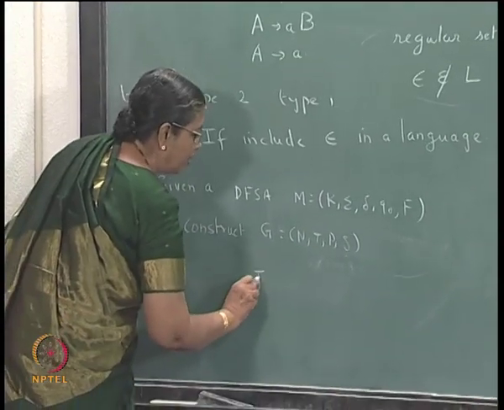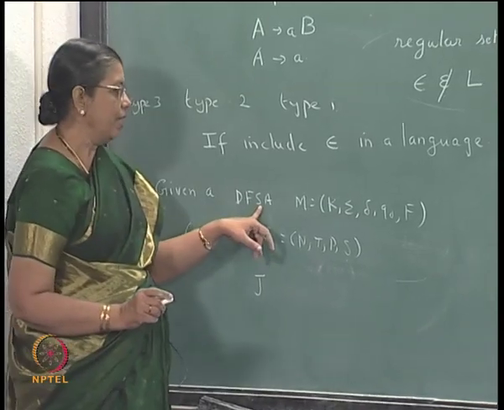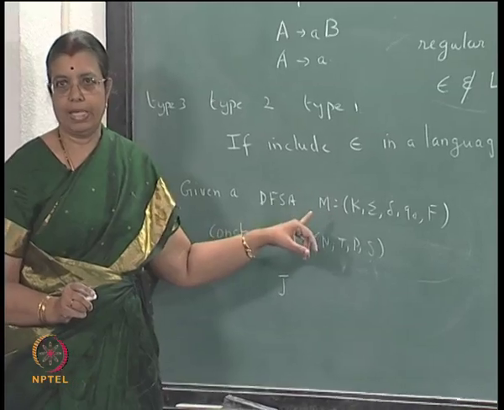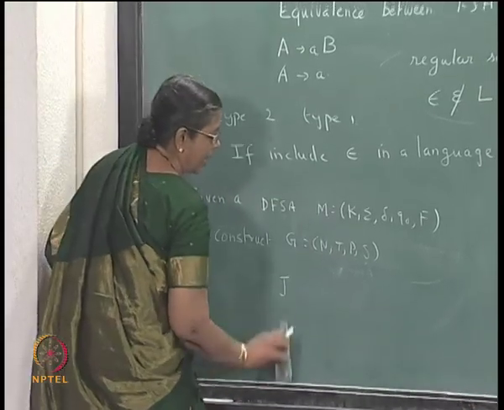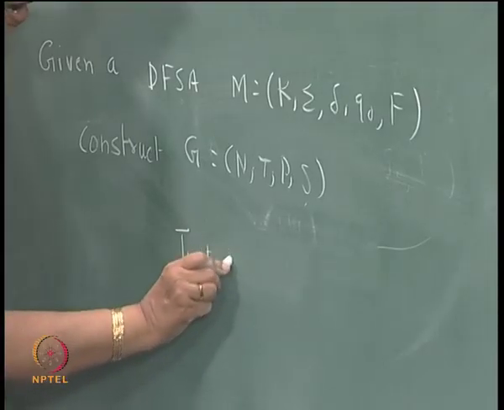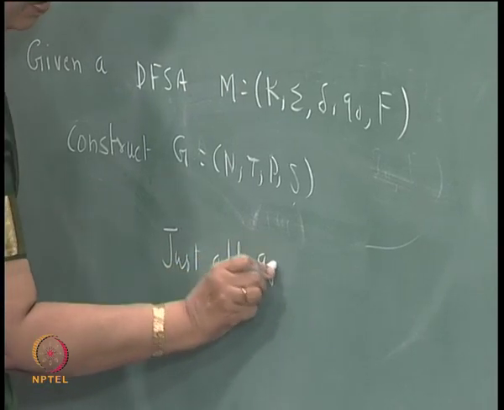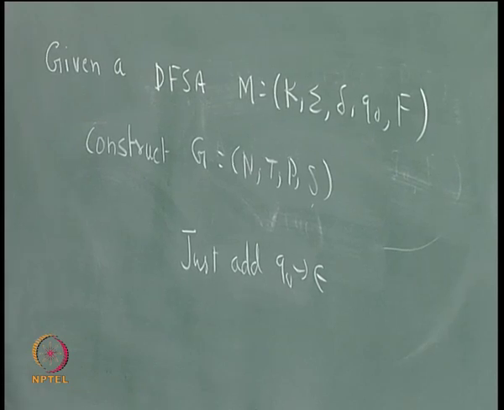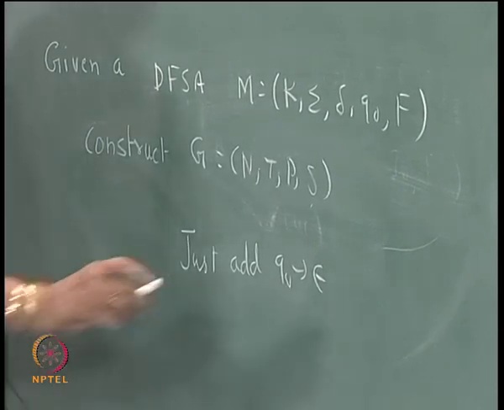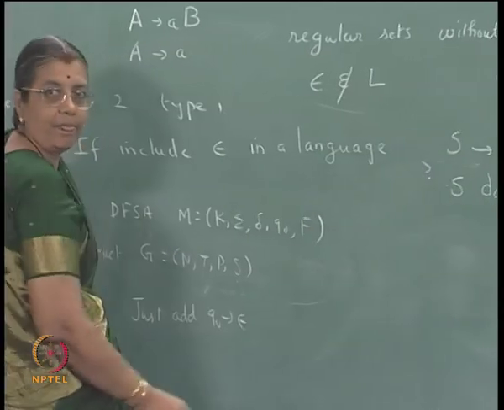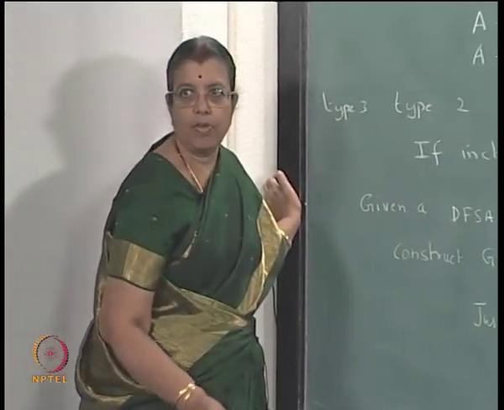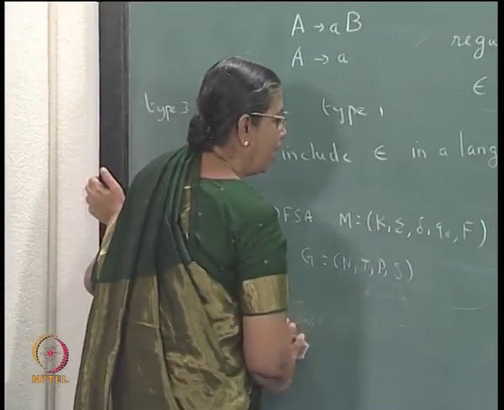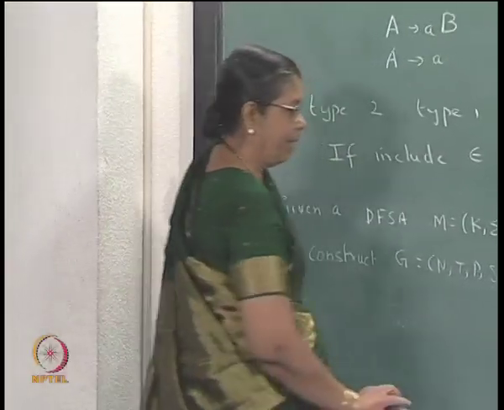So, just I will put, if the DFSA accepts epsilon, initial state will be a final state, and in that case just add q naught goes to epsilon. Nothing else will be affected, but it will not satisfy this property, is it not? If you want that property also to be satisfied, you have to do something else. Again I will illustrate with an example.